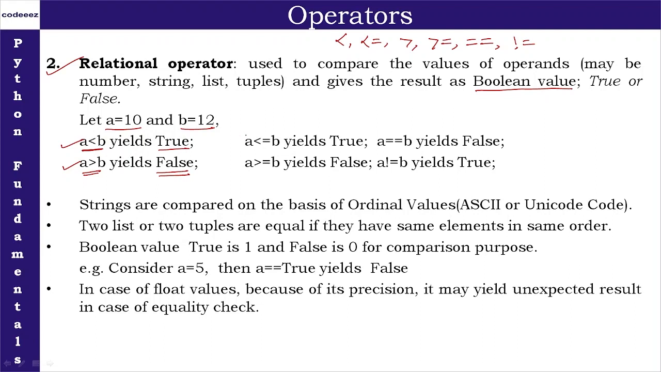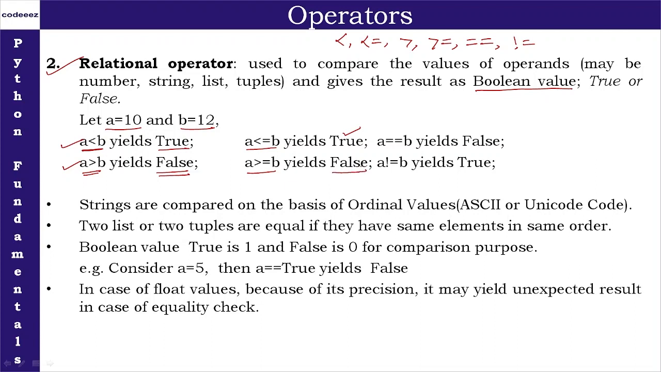Now see here, it is written that A is less than or equals to B. Of course, the value of A is not equals to B, but it is less than B, so the result here will be true. A is greater than or equals to B. Neither is A greater than B, nor is it equals to B, meaning in both cases it is false, so it will give you the result as false.